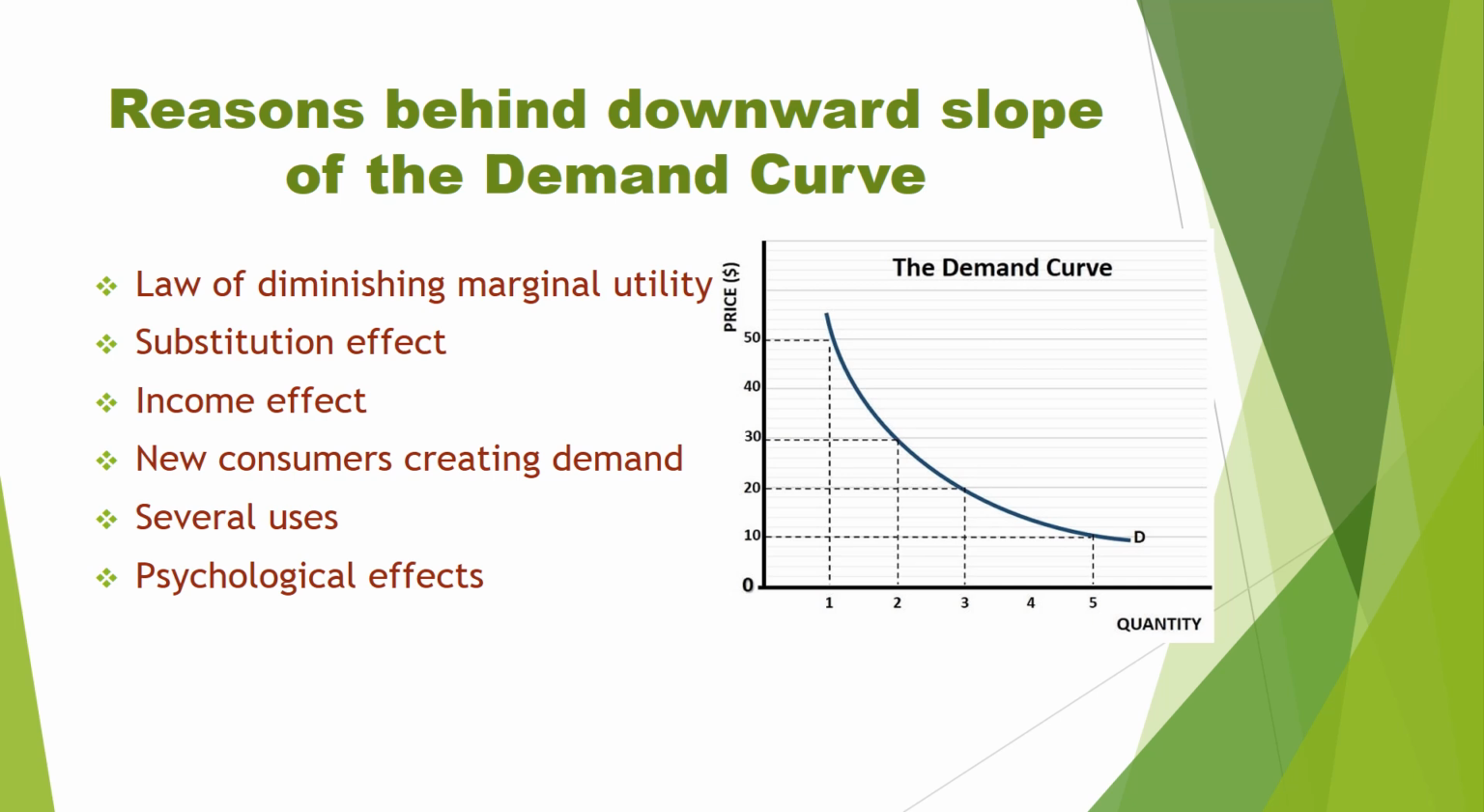Last one, psychological effect. When the price of a commodity falls, people are inclined to buy more. It is psychological. Therefore, the demand increases with a fall in prices. Psychologically, people buy more of a commodity when its price falls. Hence, the demand curve slopes downward.